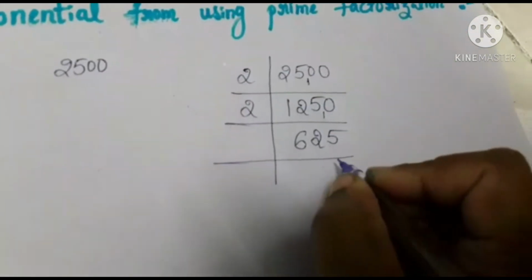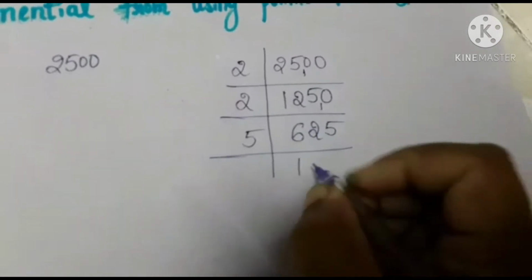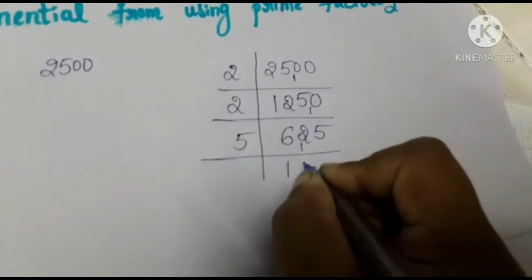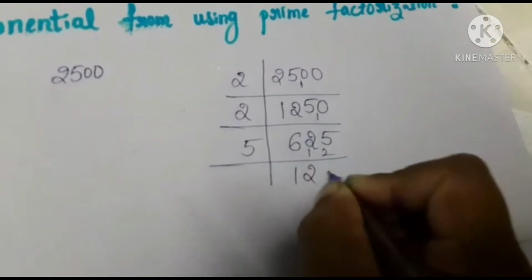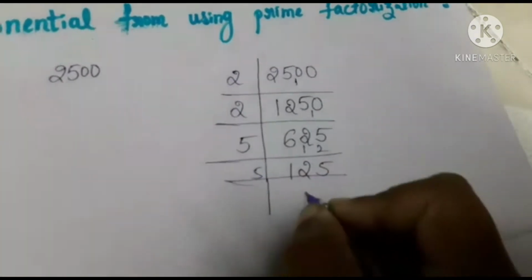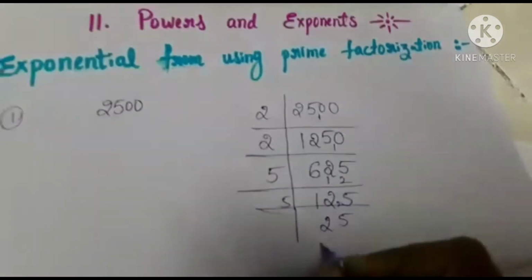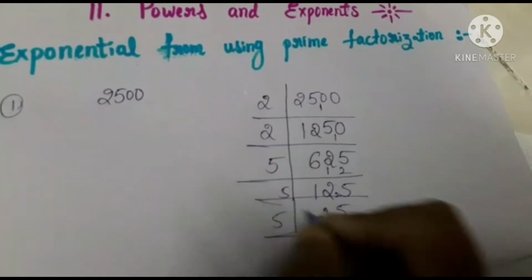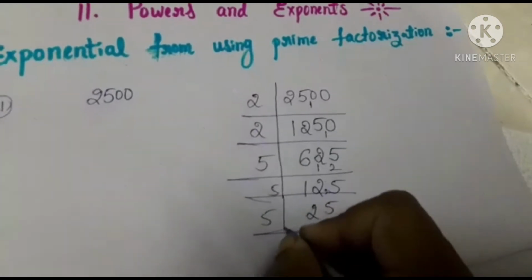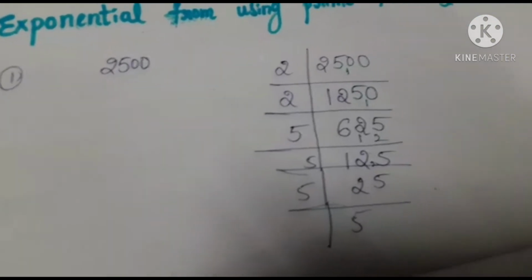And 3 is not possible. And the next prime number is 5. So 5 1s are 5. Carry 1. 5 2s are 10. Carry 2. 5 5s are 25. 5 2s are 10. Carry 2. 5 5s are 25. Now 5 5s are 25. Last ending with prime number.